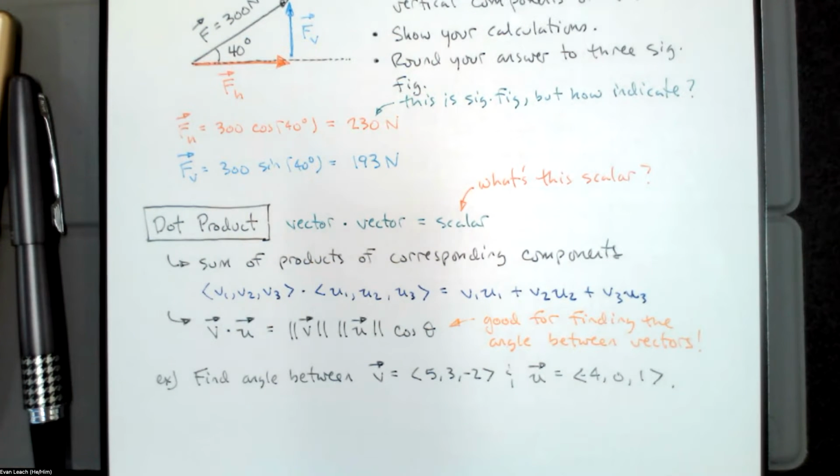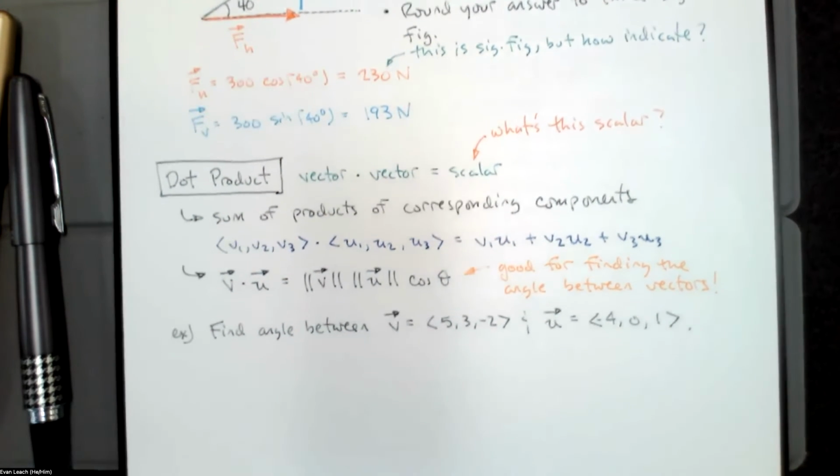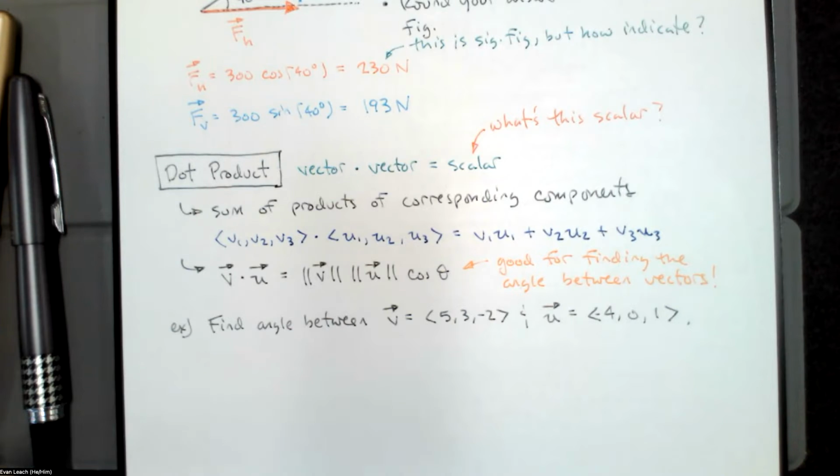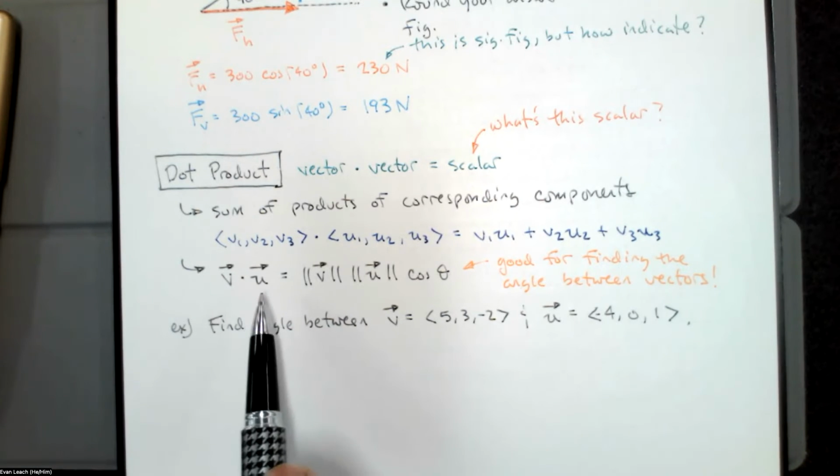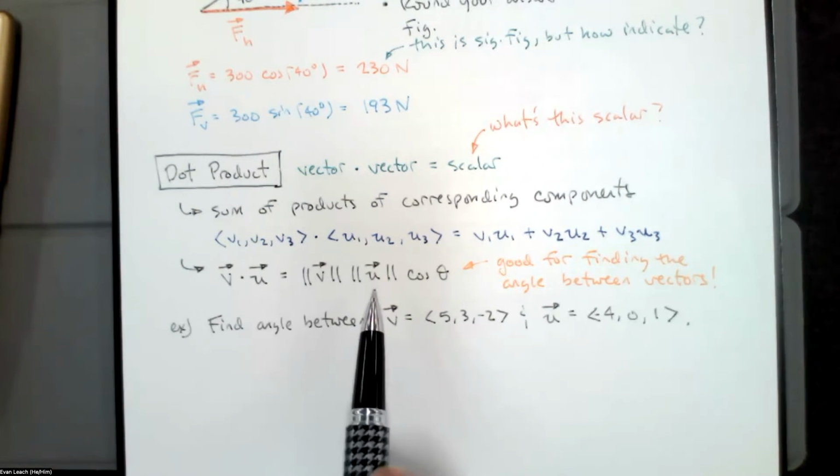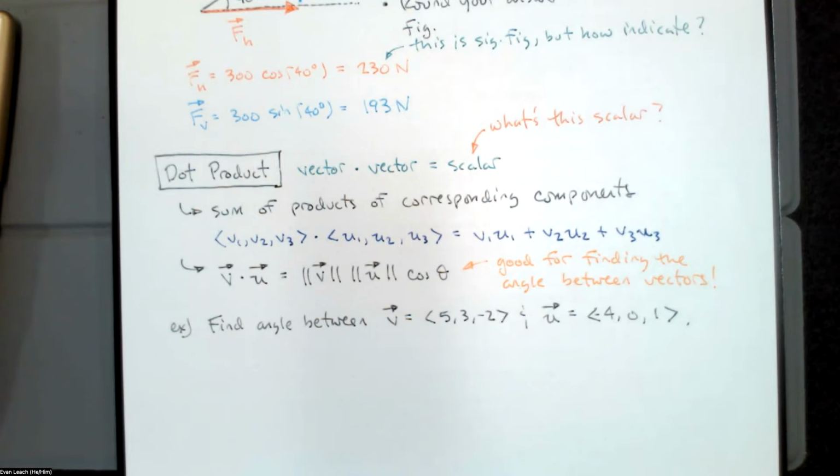So here we have two vectors in R3, (5, 3, -2) and (-4, 0, 1), and I want to find the angle between these two vectors. The pieces that we'll need are v dot u, the magnitude of v, the magnitude of u, and then we can use that to find the cosine of the angle between them. And then we'll just take cosine inverse.